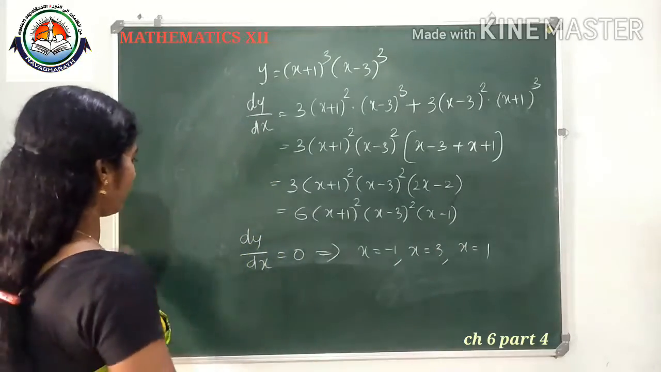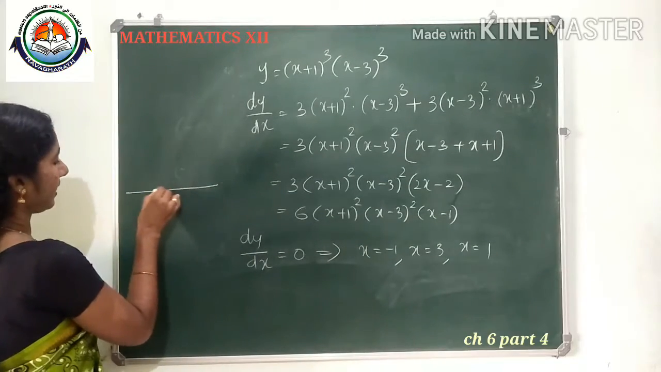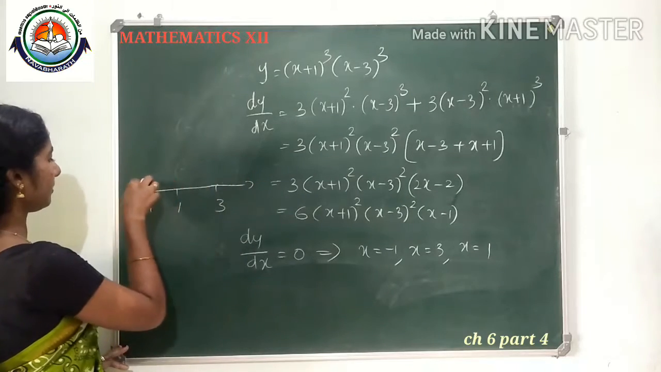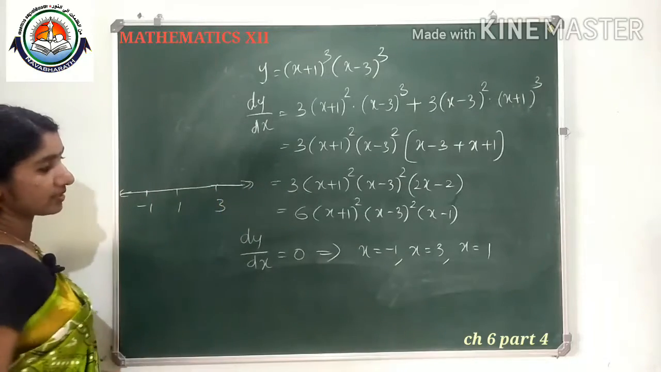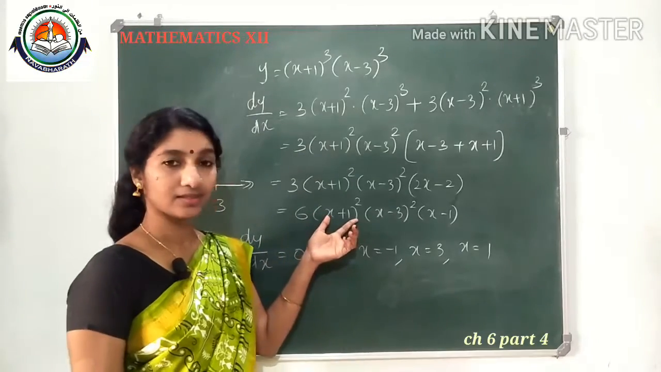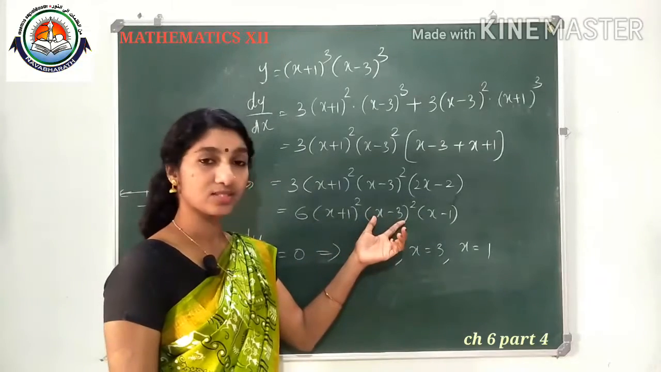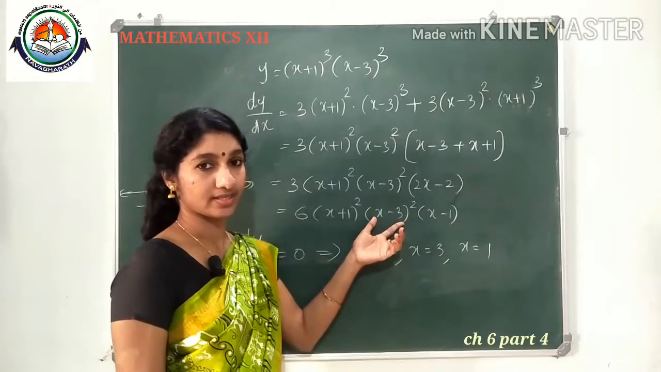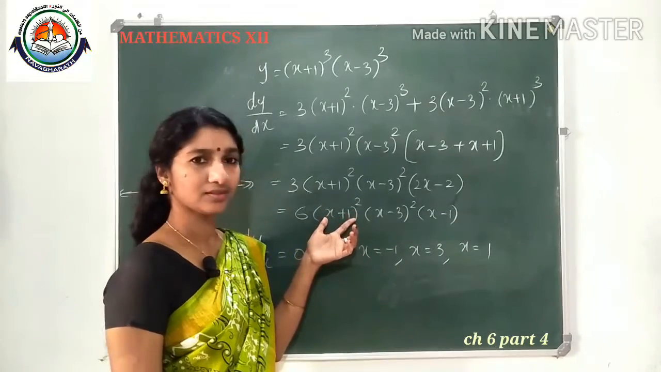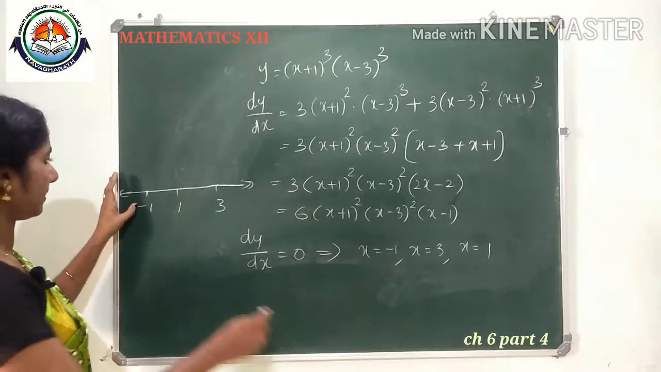While getting 3 points we are getting 4 intervals, x equal to minus 1, 1, 3: 1, 2, 3, 4 intervals. We need to check how this function behaves in the 4 intervals. See here, this product (x plus 1) into (x plus 1) is coming, and here (x minus 3) into (x minus 3) is there, and here x minus 1. So for this, in each interval we can substitute the values.